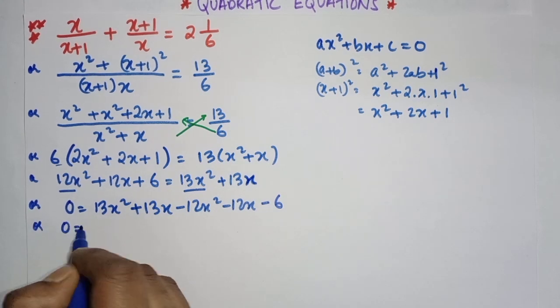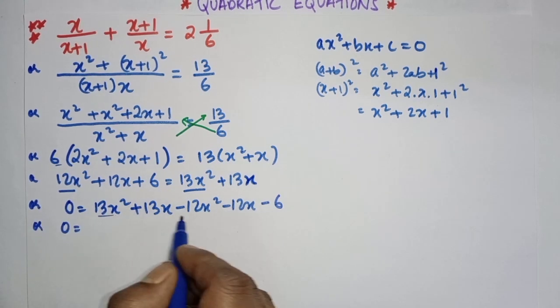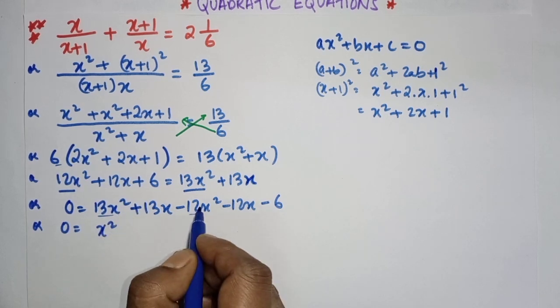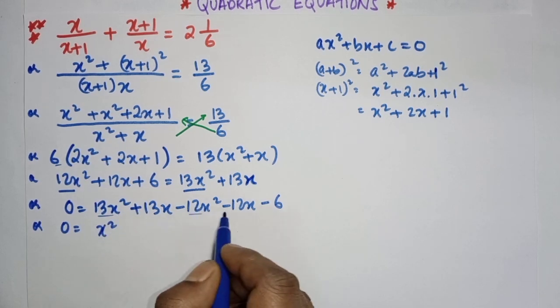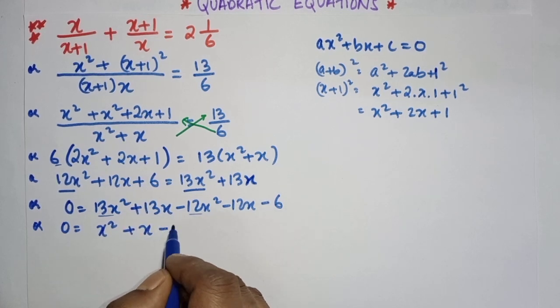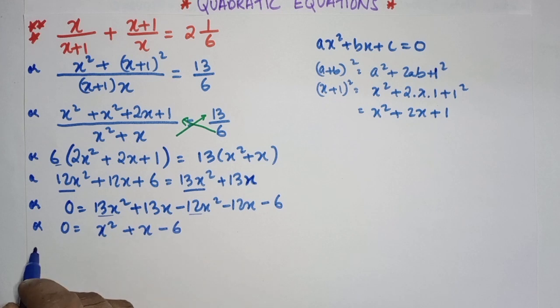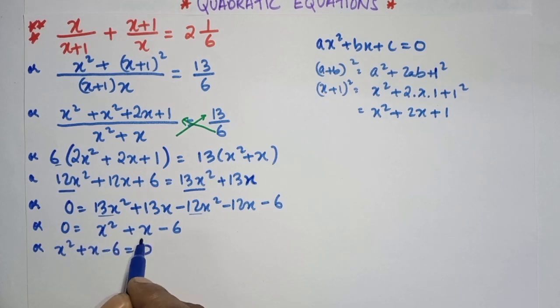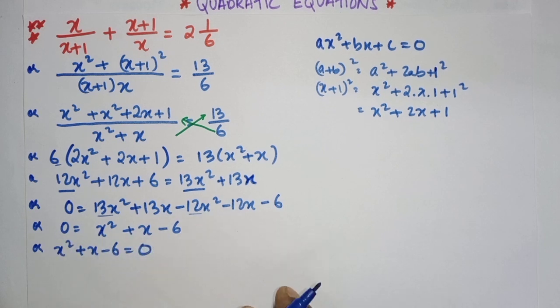What can I do? 0 equals to 13 minus 12. Both are same family. 13 minus 12 is your x square. Why same family? Because x square. So 13x and there is 12x. So 13 minus 12 is your again x minus 6. Okay, so what I'll do now, right hand side I'll make it left hand side, x square plus x minus 6 equals to 0. I can do this. Left hand side I'm making right hand side, and right hand side I'm making left hand side. It does not affect the sum.